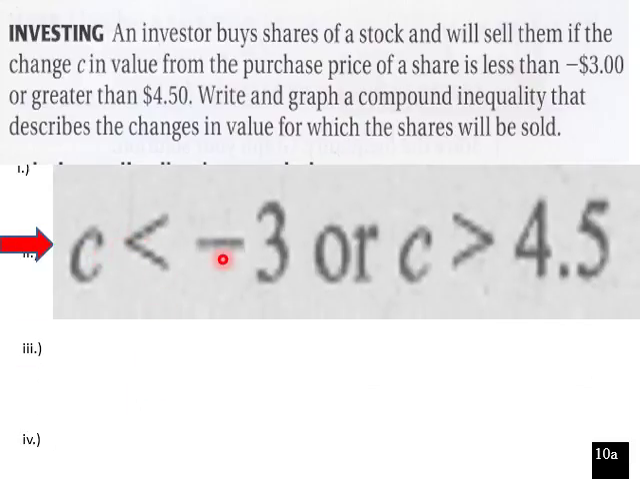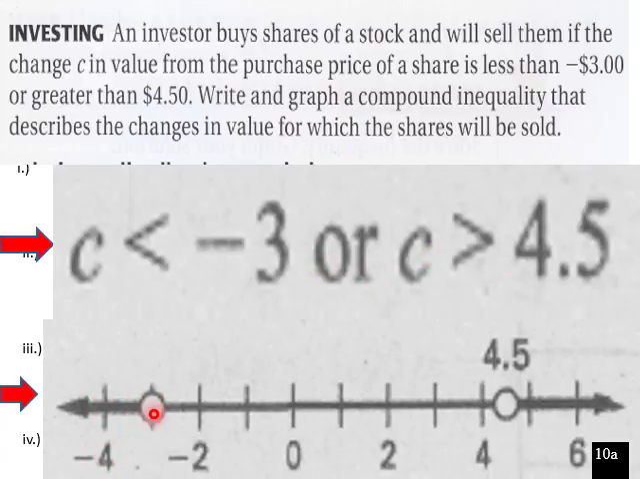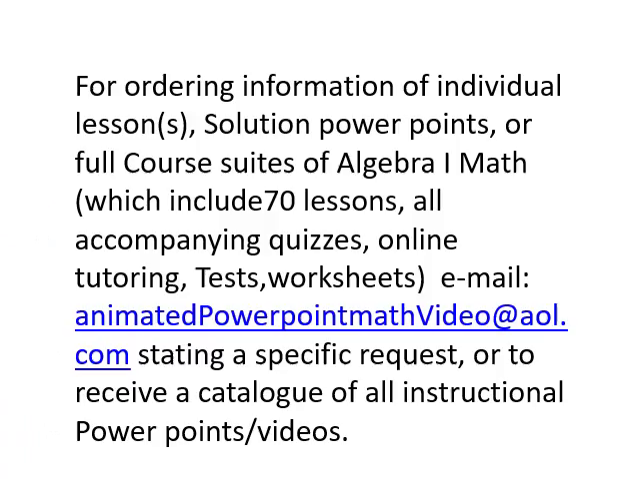So C would be less than -3 or greater than 4.50. Okay, this is what the graph would look like. C would be less than -3, which would be here. C less than -3 or greater than 4.50. This would be the range for the investor to sell the stocks.